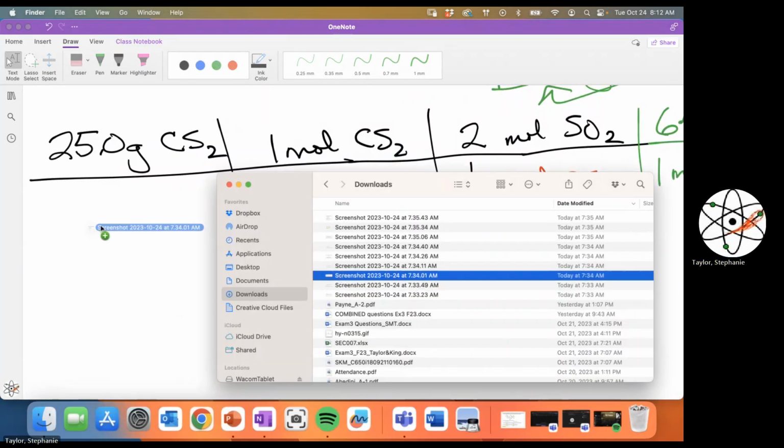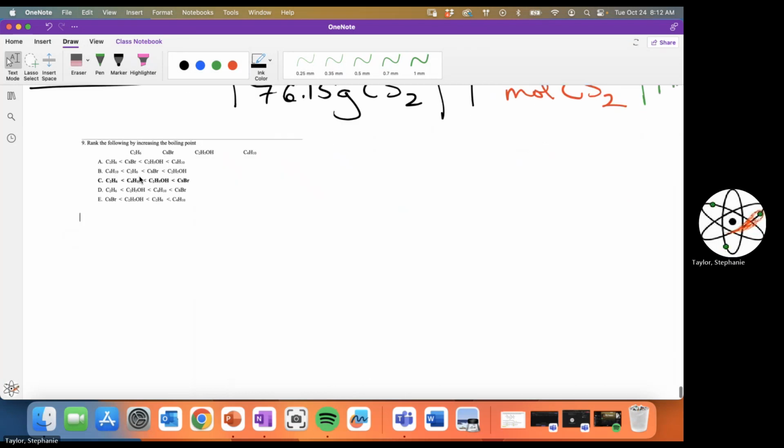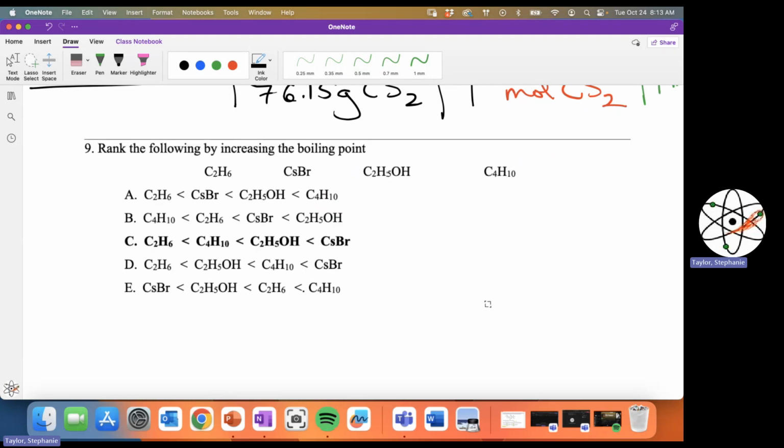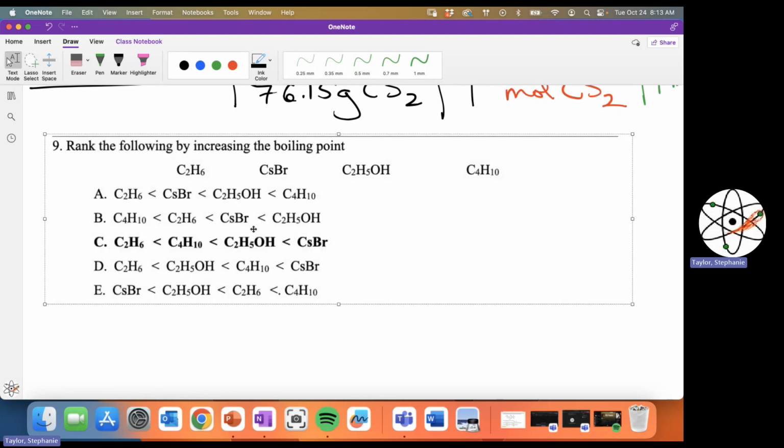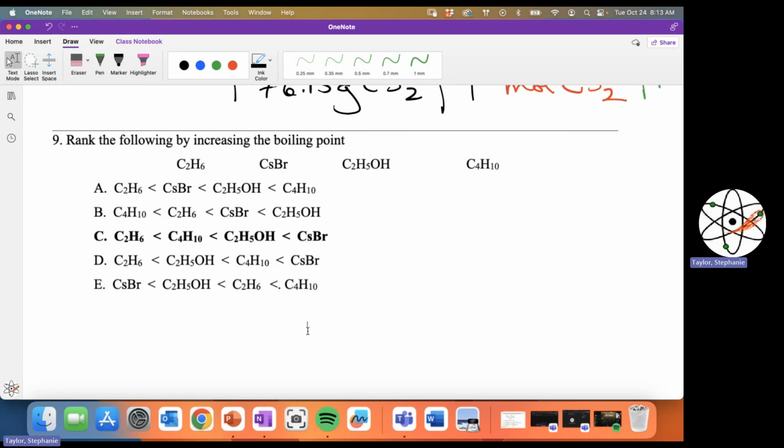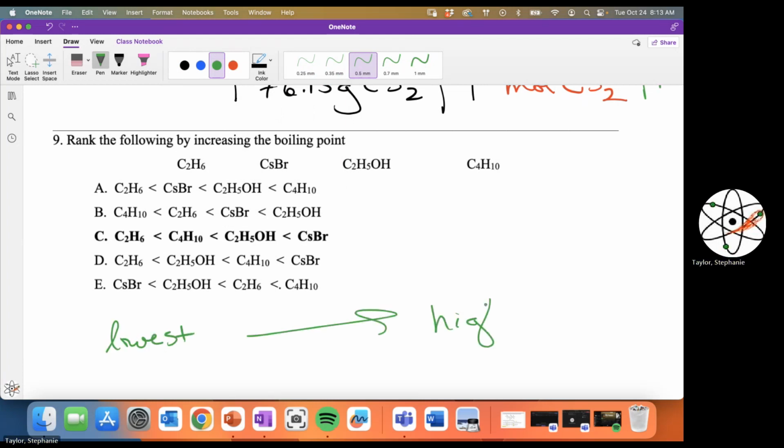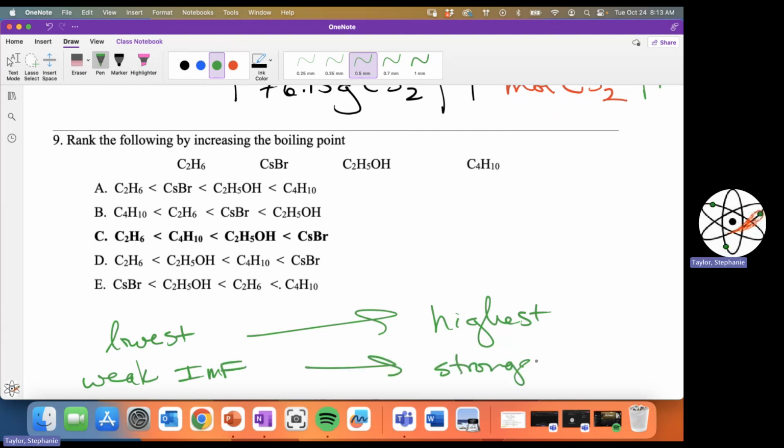All right. 2, 3. Okay, here's a ranking one. So rank by increasing the boiling point. So that means that I'm going to go from lowest to highest, which means I need to go from weakest intermolecular force to strongest intermolecular force, and that's the goal.